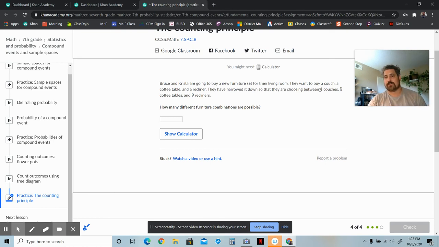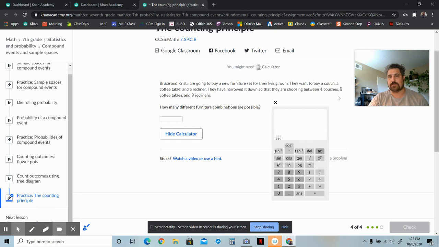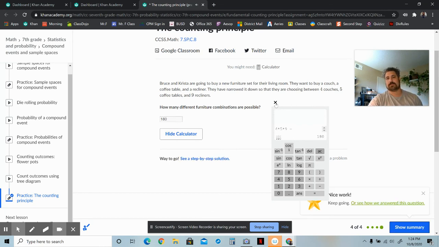Well, we got the 4 for the first category, 5 for the second, and 9 for the third. So you're literally just going to multiply together the 4 times the 5 times the 9. There's 4 times 5 times 9. And that's going to be your answer. That's the total number of combinations of furniture that they can buy. 180. And that's it.